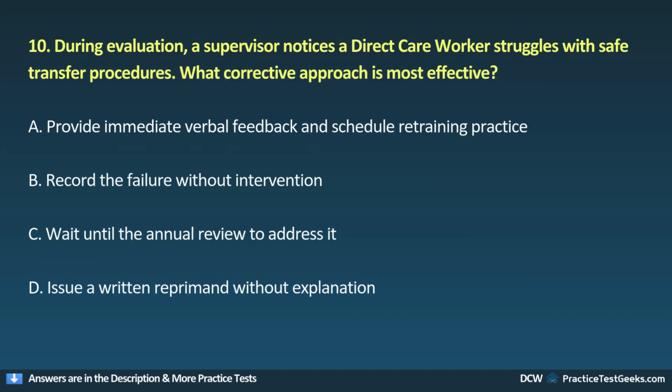10. During evaluation, a supervisor notices a direct care worker struggles with safe transfer procedures. What corrective approach is most effective? A. Provide immediate verbal feedback and schedule retraining practice. E. Record the failure without intervention. C. Wait until the annual review to address it. D. Issue a written reprimand without explanation.